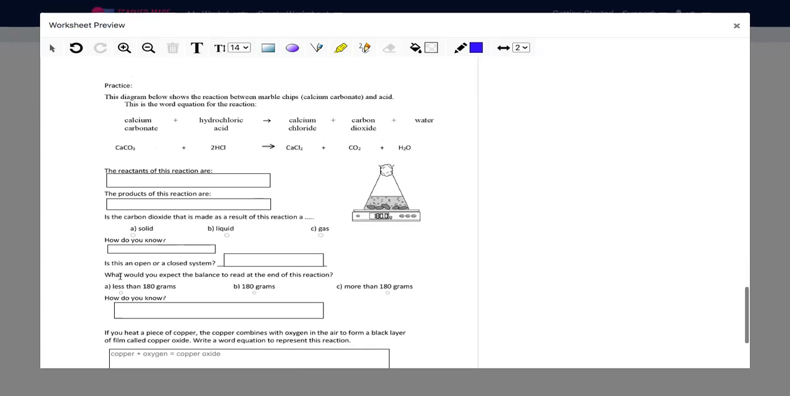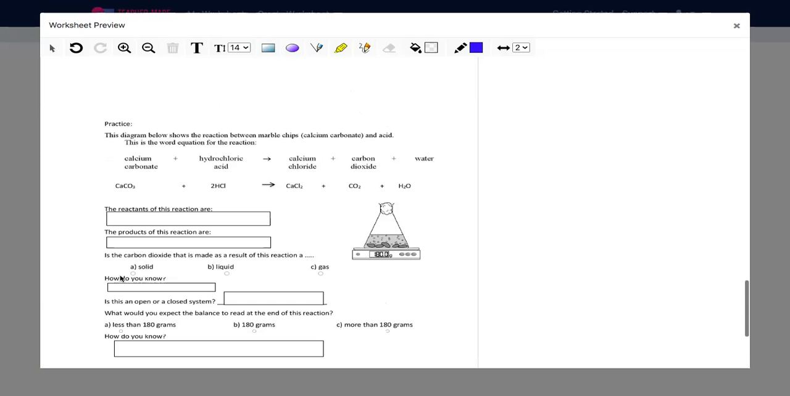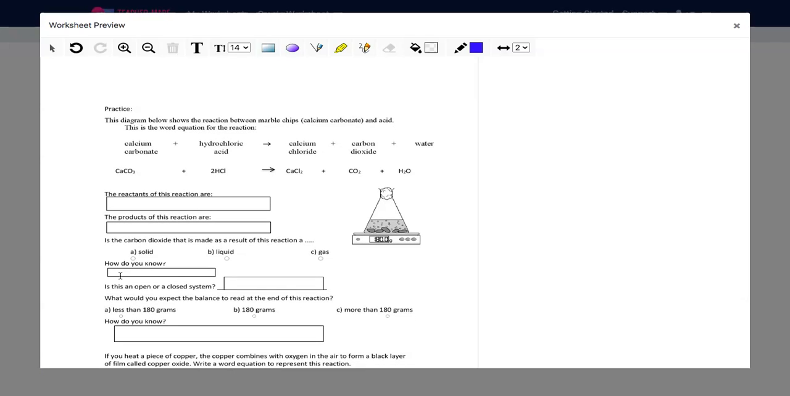So let's do a couple practice problems here to get you ready for your homework that you're going to have tomorrow. This diagram below shows the reaction between marble chips, whose chemical name is calcium carbonate, here's the chemical formula, and an acid, specifically hydrochloric acid. When these two react, calcium chloride, carbon dioxide, and water are formed. And here's a picture of the reaction with the marble chips reacting in the acid with a cotton stopper at the top.